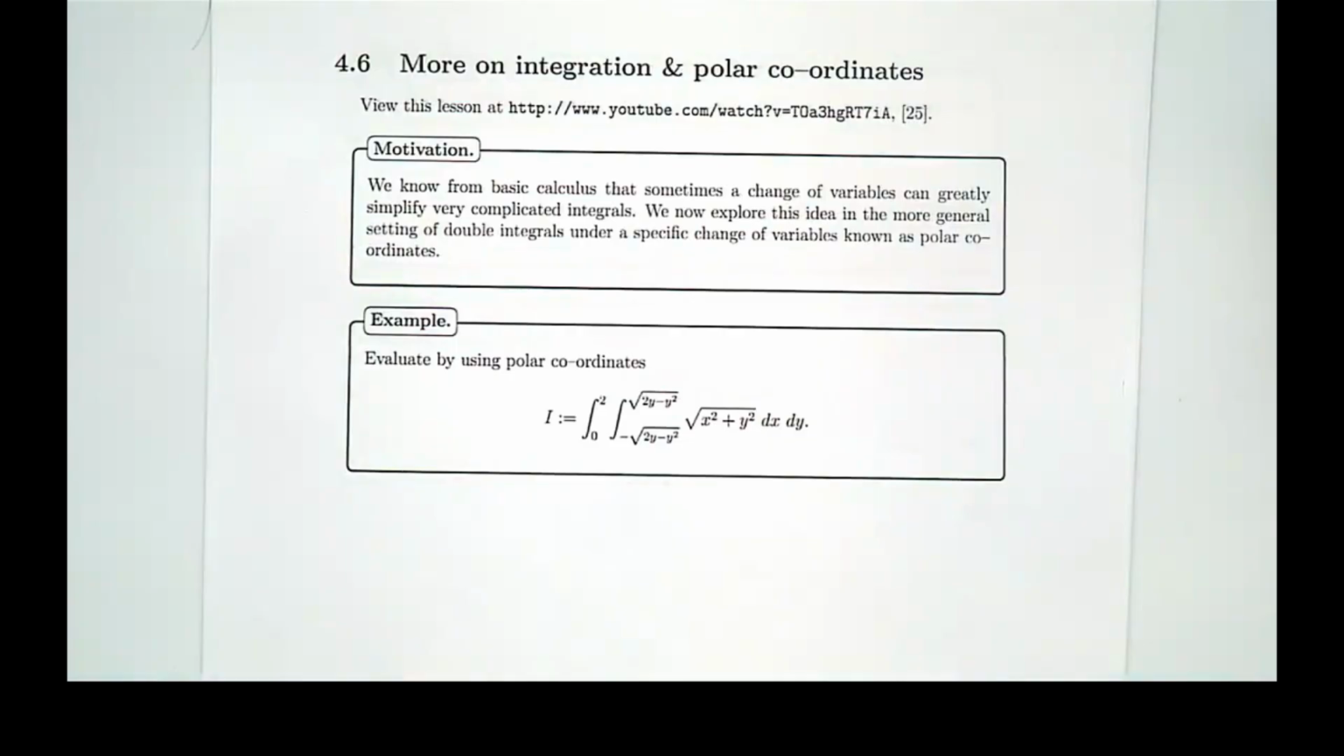Now, you can see with this one, it even tells you to evaluate it by using polars, but sometimes you're not told. You just get given an integral and you've got to evaluate it somehow, right? So what is a good check for using polar coordinates? Okay, what is a good sort of trigger?